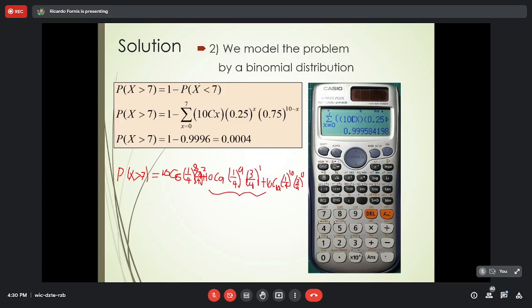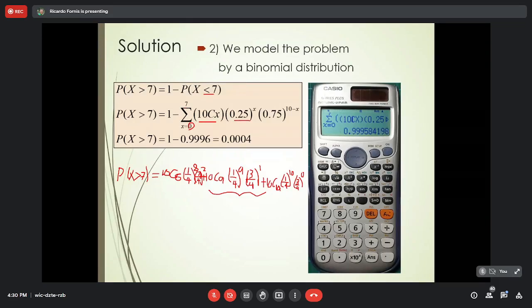You can also do it in this manner. 1 minus the probability that X is less than or equal to 7. Because it is less than or equal to 7, then in the calculator, you just say 10 combined x, where x is a variable that varies from 0 to 7.